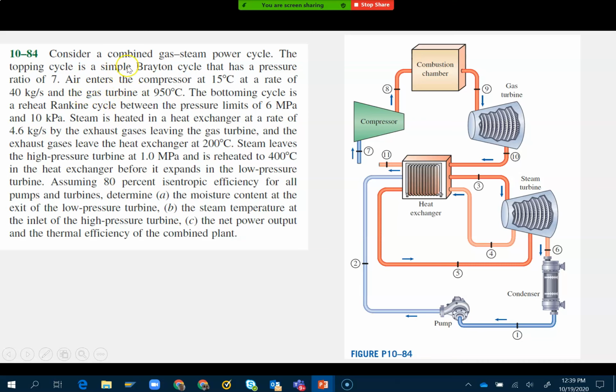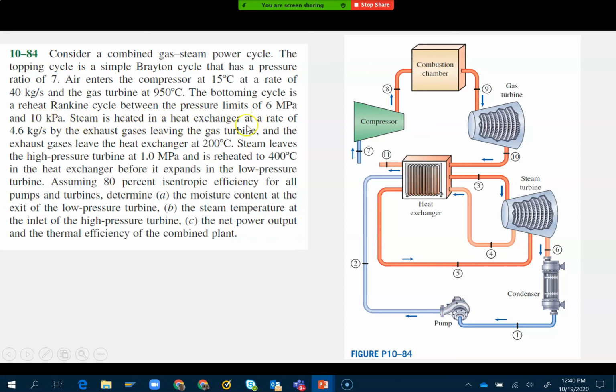Well, we need to consider a combined gas-steam power cycle. The topping cycle is a simple Brayton cycle that has a pressure ratio of 7. Air enters the compressor at 15 degrees at a rate of 40 kilograms per second, and the gas turbine at 950. The bottoming cycle is a reheat Rankine cycle between the pressure limits of 6 megapascal and 10 kilopascal.